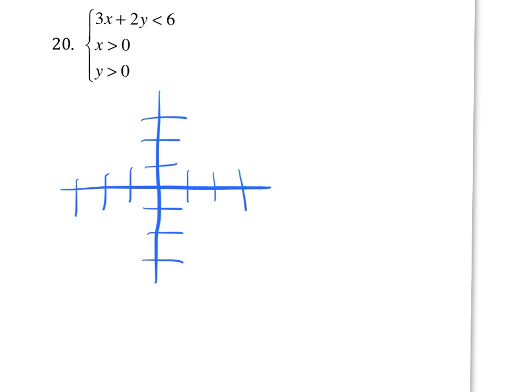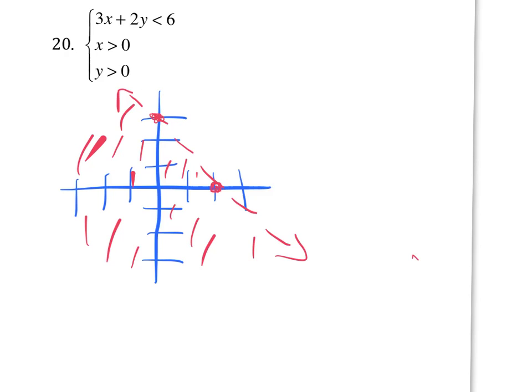In number 20, we have 3x plus 2y is less than 6. So if I cover up the y, I have an x-intercept at 2. If I cover up the x, I have a y-intercept at 3. And this would be a dotted line. And I would want to shade below, since 0, 0 would be a point that would work in the equation.